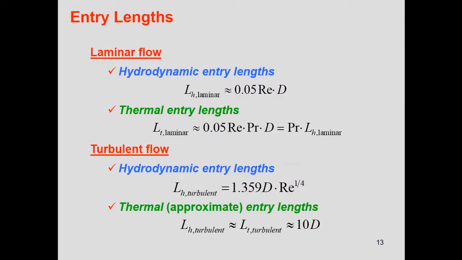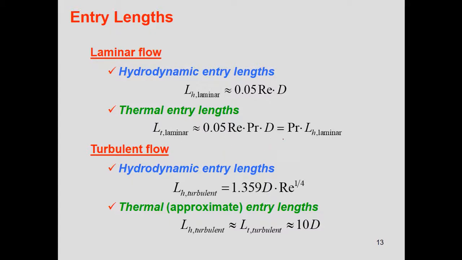So how can we calculate this entry length? By this equation. For laminar flow, the hydrodynamic entry length LH is almost equal to 0.05 Re D. D, from now on, is the hydraulic diameter. It can be for a circular cross section, a duct, or any other cross section. And the thermal entry length, LT, for laminar flow is equal to this much.